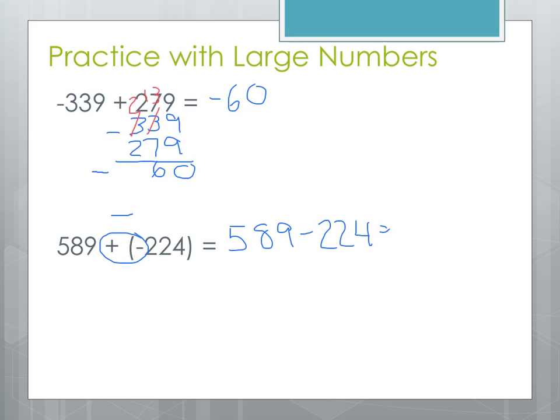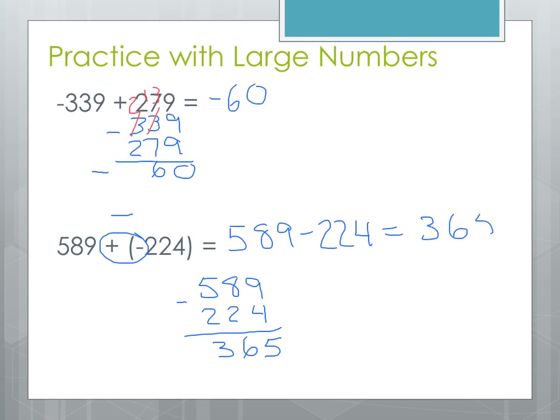Okay. Signs are different. We have a positive and a negative. So that means we're going to subtract these two numbers. I'm going to go ahead and write the 589 on top and 224 on the bottom. And now we can subtract. 9 minus 4 is going to give us 5. 8 minus 2 is going to give us 6. Then 5 minus 2 will give us 3. So since the bigger number here was positive, the 589, we're going to get a positive 365.